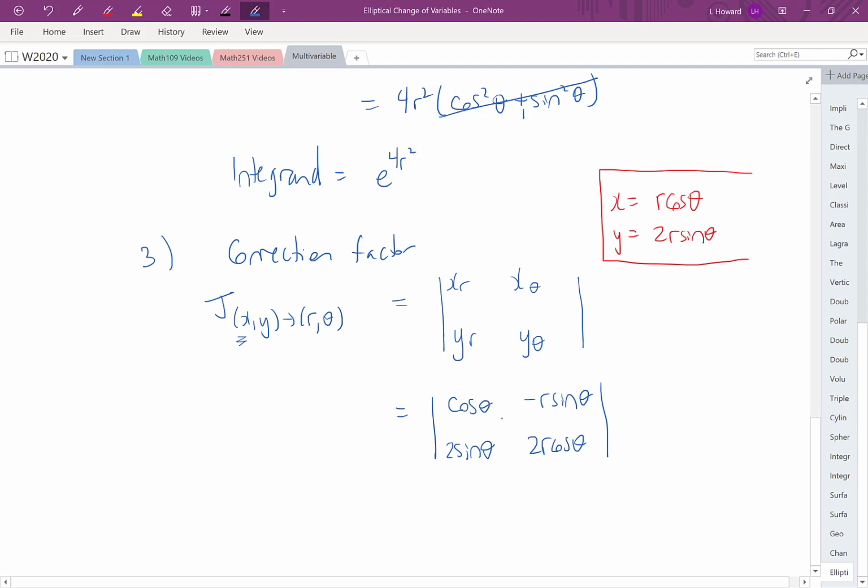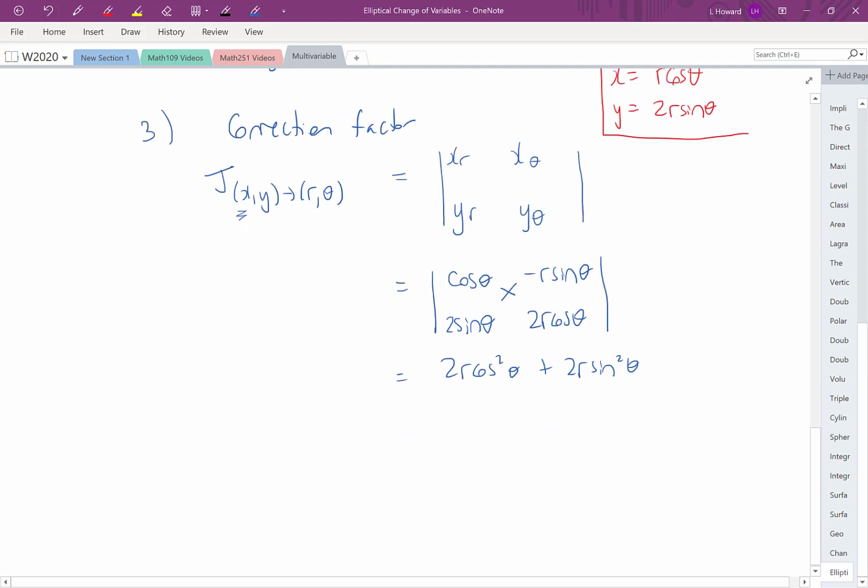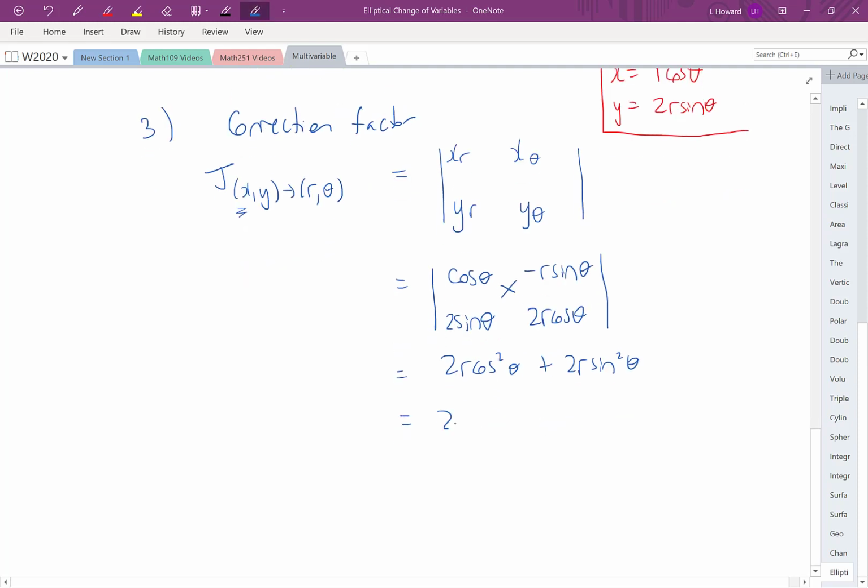Okay, so now we want to take our 2 by 2 determinant. That's going to look like 2r cos squared theta, and then we've got a double negative here, so plus 2r sine squared theta, and we can factor out the 2r. Say that's 2r times cos squared theta plus sine squared theta, and that's just going to give us 1.